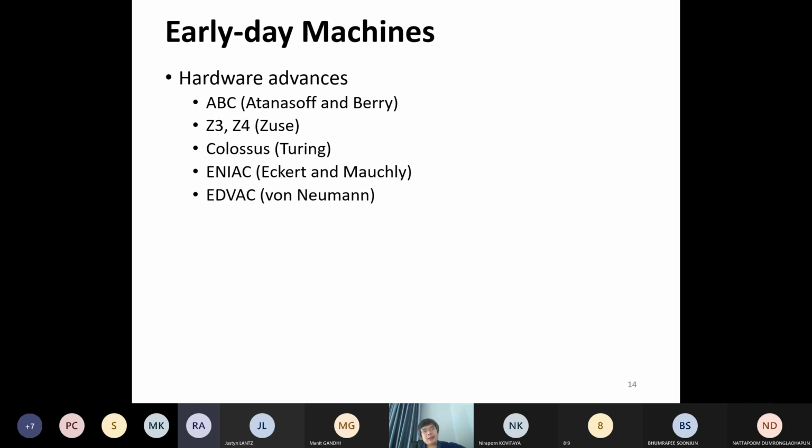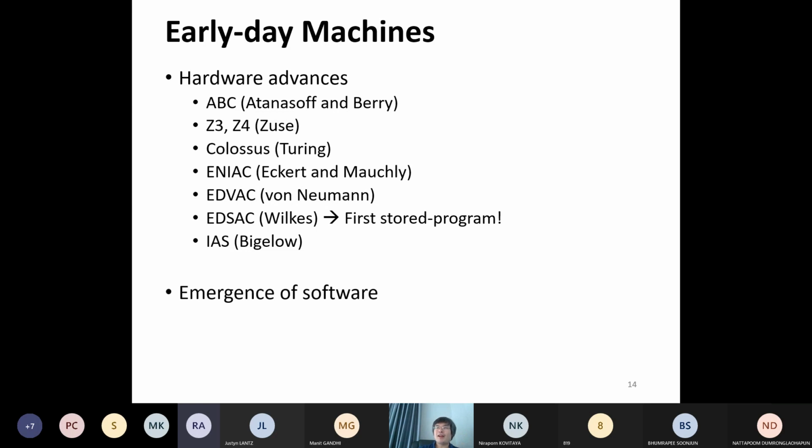Then, if you take the SysSkill class, there was a big module on assembly. And one thing you learn from assembly is how your program is in the main memory. The first machine that actually does it is called EDSAC, invented by Wilkes. And this is actually the first stored-program machine. And these are all in the 40s, 50s, 60s. So these are old machines. And then there's the emergence of new hardware, right?